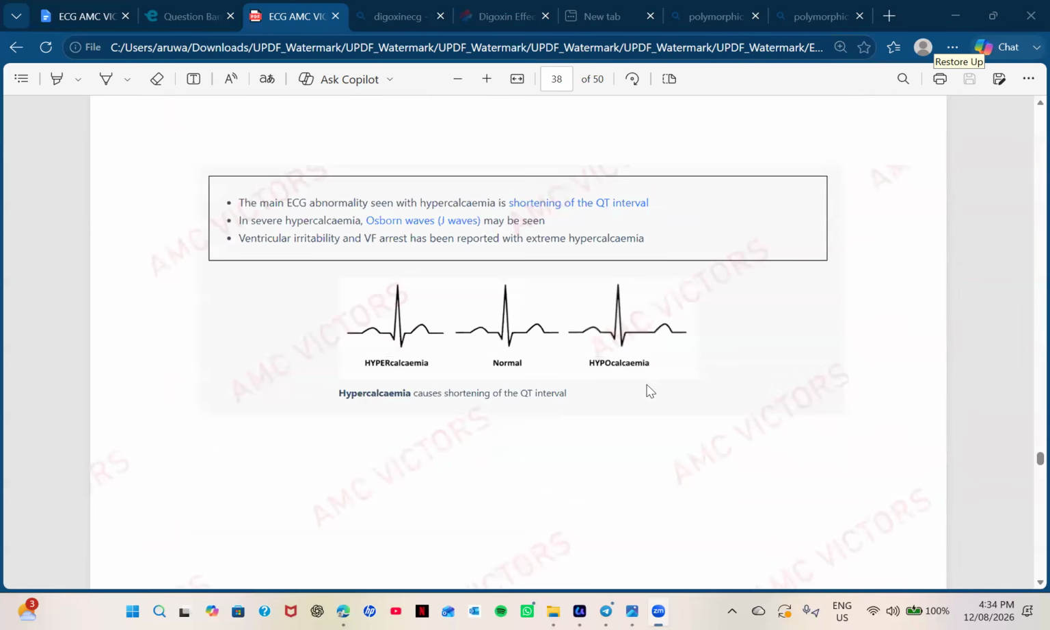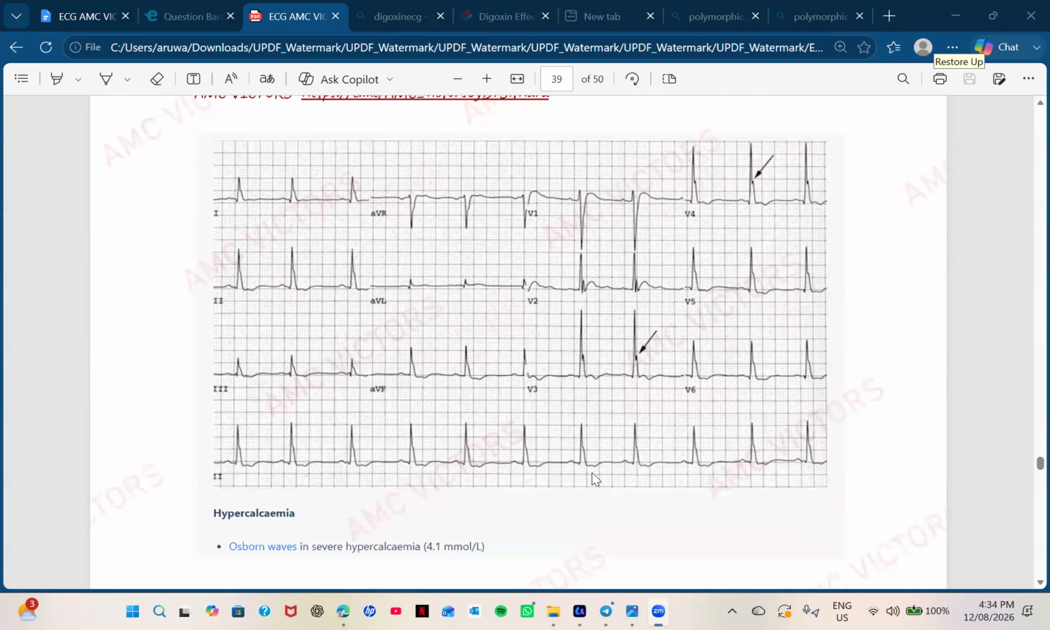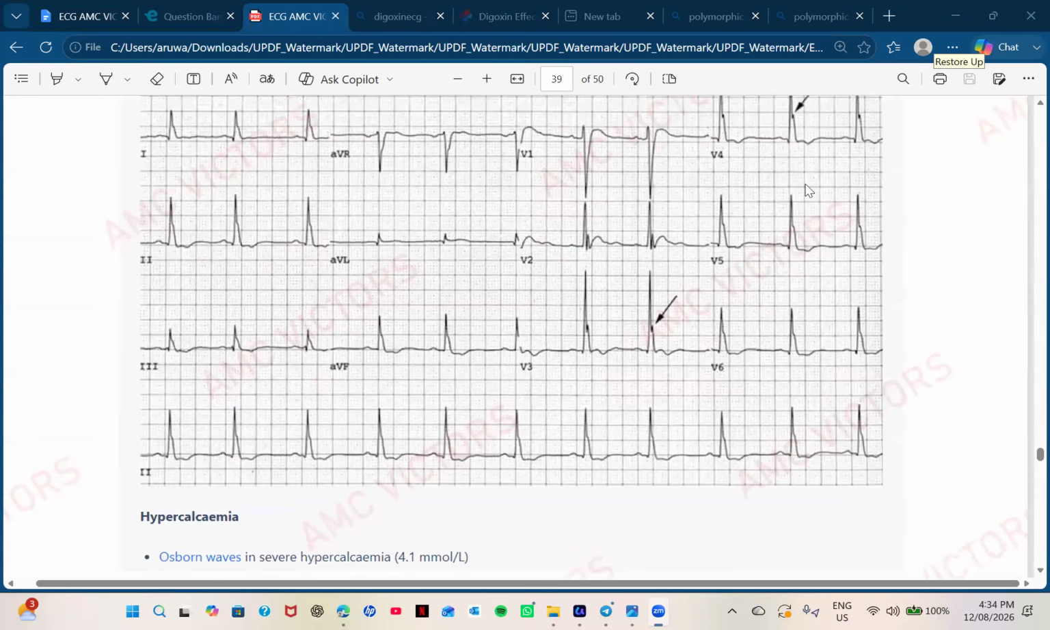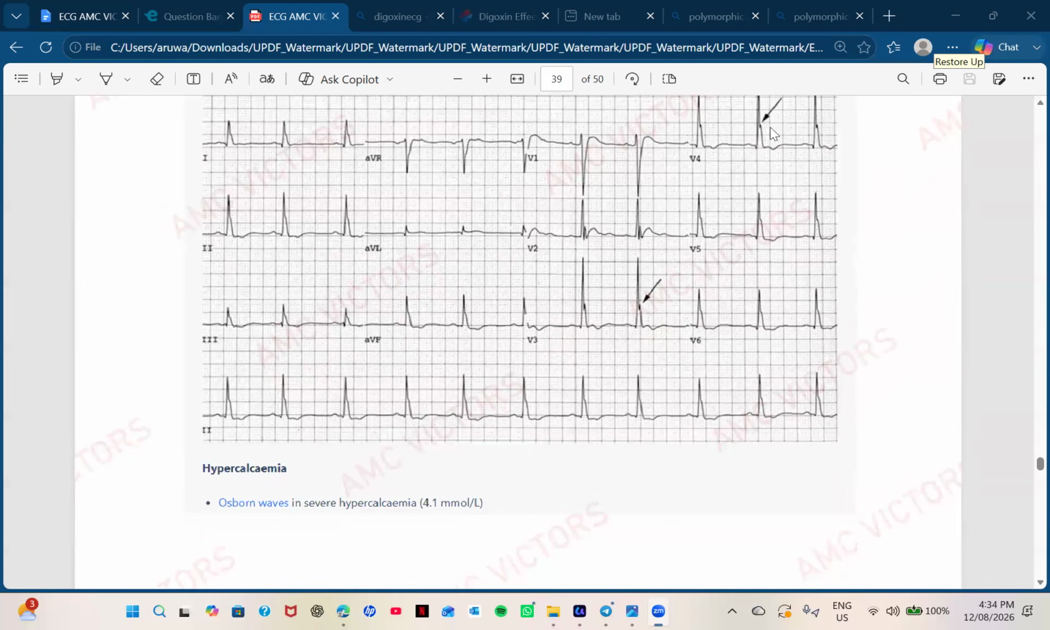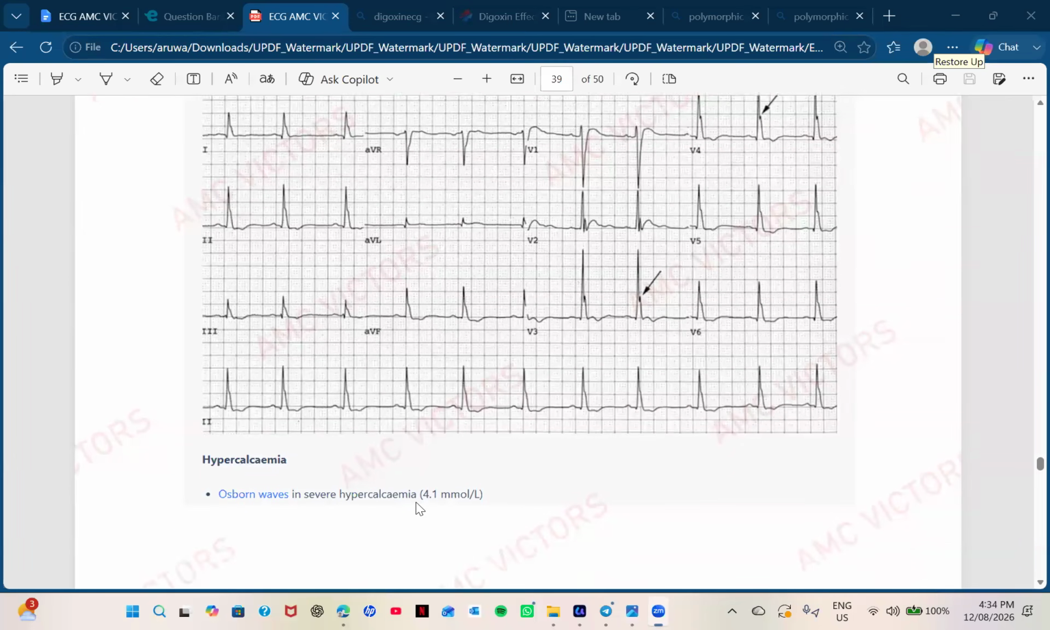What are the other things? Other than that, in severe hypercalcemia, Osborn waves or J waves may be seen. What is this J wave? Can you see? There's a notch kind of thing, the J wave. In severe cases, you can see these Osborn waves or J waves like this in hypercalcemia, right?